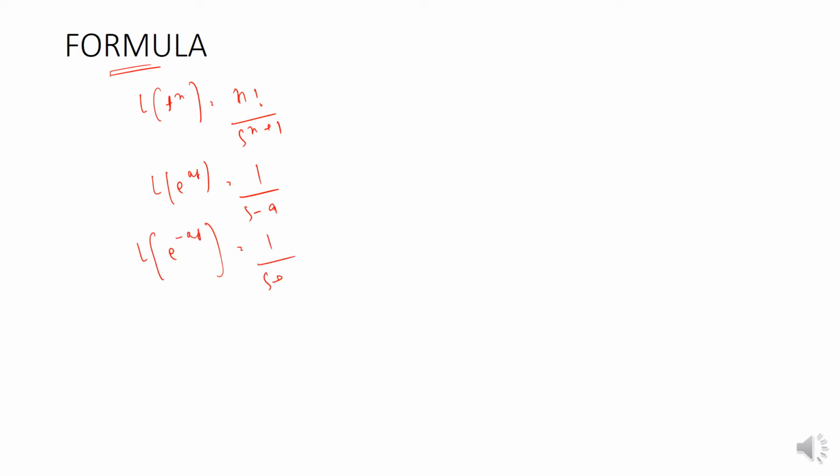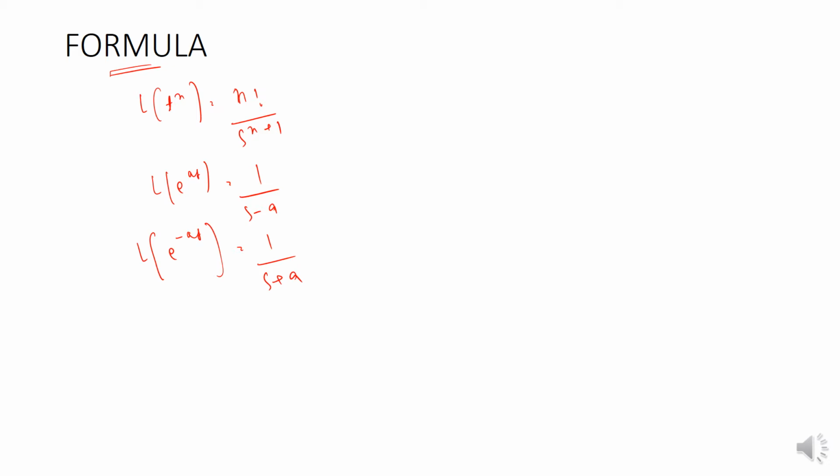Now here we will see formulas for some important functions. Laplace transform of t power n is given by n factorial by s power n plus 1. Laplace transform of e power at is 1 by s minus a. Similarly, Laplace transform of e power minus at is 1 by s plus a. The difference is this minus sign: if there is no minus in the exponent, then here it is minus, and if we have minus, then it becomes plus.